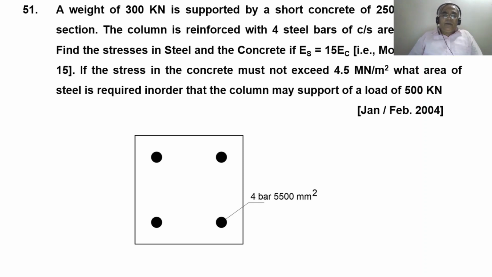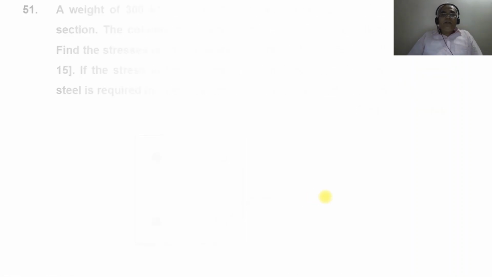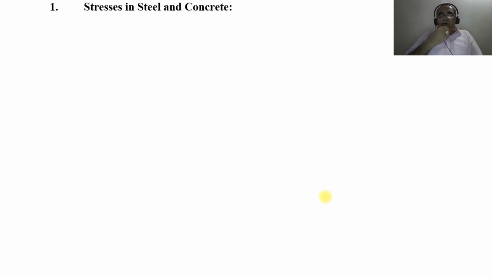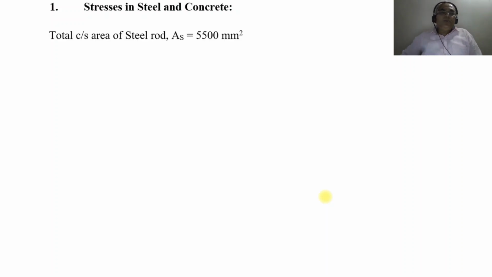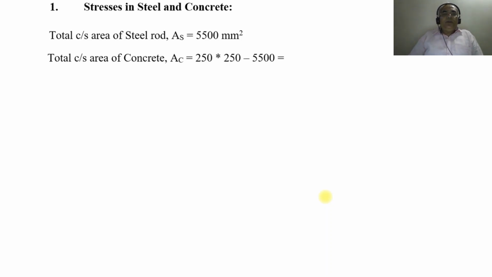So we're going to see the figure here. This is a square of 250 mm and there are 4 bars of 5500 mm square. So first we're going to analyze this. First, what we want is the stresses in steel and concrete. To do that, what is the total cross-sectional area of the steel rod? The cross-sectional area of the steel rod is 5500 mm square. But we want only the load on the concrete.